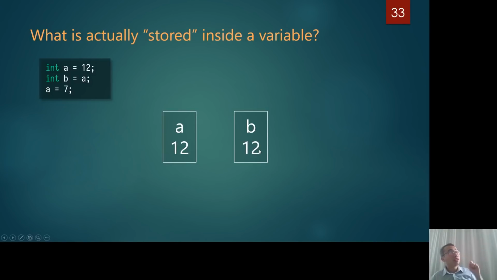Okay, so when you use the equal operator, it makes a copy of the value. Now you end up with two separate, independent copies of the number 12 stored in two separate variables, which means that if you modify variable a, say a equal to 7, it will not affect the other one. This is a very normal thing, nothing surprising here.